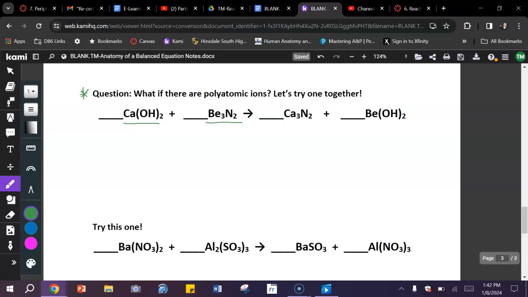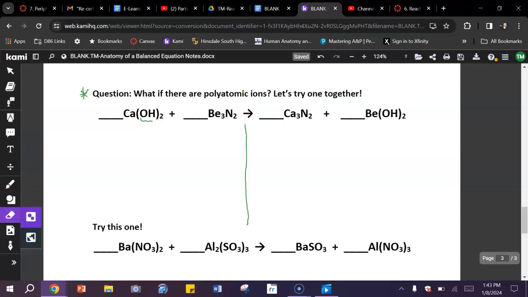with beryllium nitride, and together they produce calcium nitride and beryllium hydroxide. So once again, the first thing that I want to do is create my grocery list. I want to count the atoms and the polyatomic ions. So remember, the polyatomic ions are like the OH that's inside this parentheses.